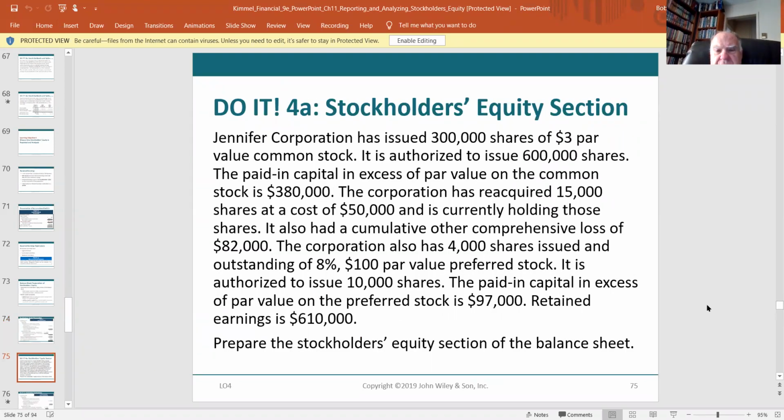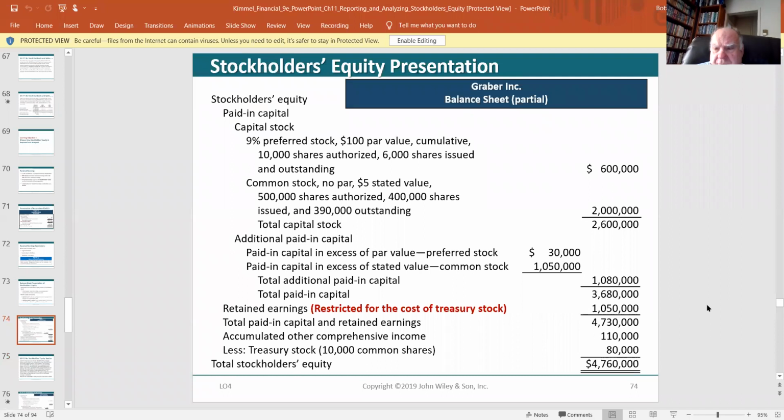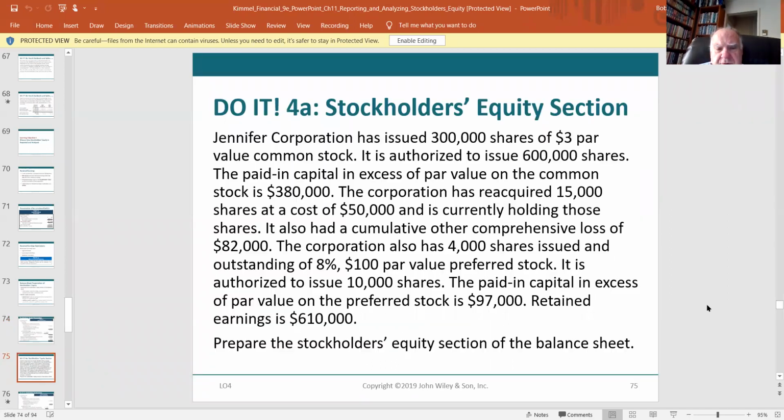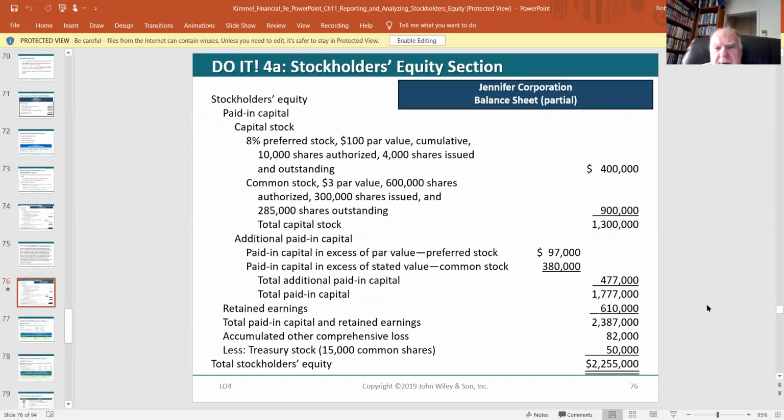Jennifer Corp has issued 300,000 shares at $3. It's authorized to issue 600. Paid in capital in excess of par value is 380. They've acquired 15,000. Here, well, obviously, we're not going to do this right now, Derek, but looking back at that template right there, you want to be able to put these parameters into it, okay? And it looks like this time they did it for us, huh?